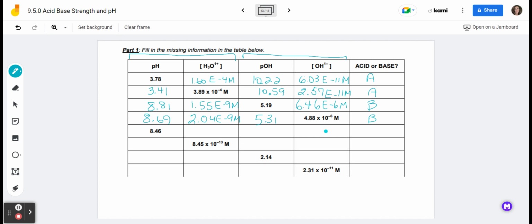All right, hopefully that helps your practice. The second page is a lot like this table setup.